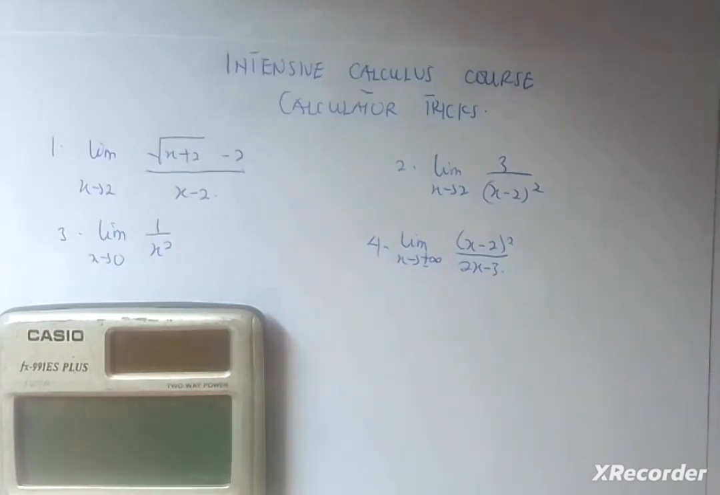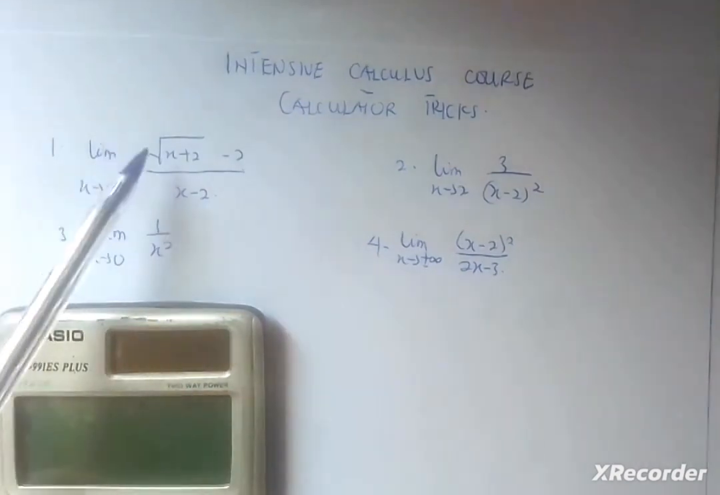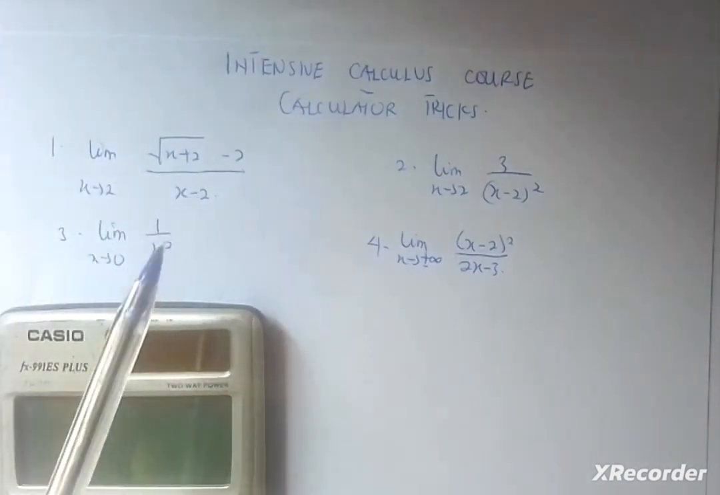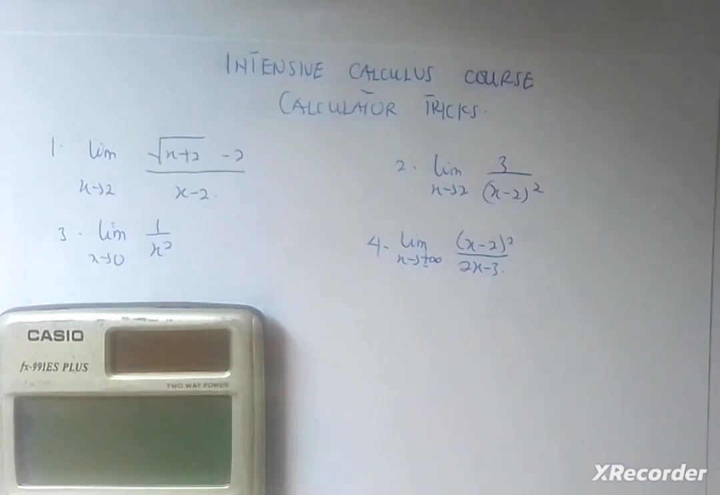Let's begin. So I have a limit question. Find the limit as x approaches 2 of root of x plus 2 minus 2, all over x minus 2.